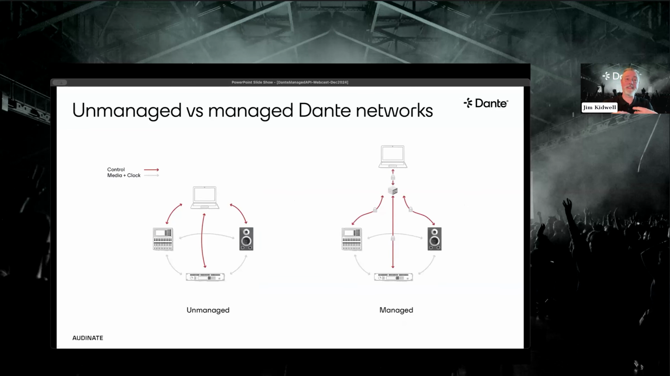So again, stepping back and saying, what is the difference between unmanaged and managed Dante networks? An unmanaged Dante network is kind of the default style that you have. Dante was designed to be very, very easy, so you as an end user didn't necessarily have to know everything about your network. You can just plug everything in together, fire up Dante Controller, route signals between A and B, and everything should just work. So in this case, all of the devices themselves communicate their media and clock information in between each other very, very easily.